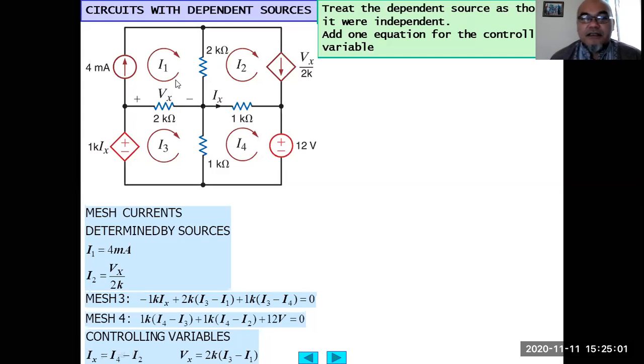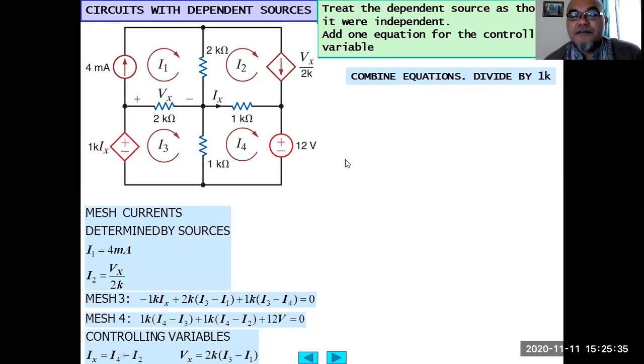And why not I1 minus I3? Because according to passive sign convention, the current is positive when it enters the positive terminal of the voltage here. Since we assign the positive value, the left side is higher than the right side. So according to passive sign convention, the I3 sign is positive and the I1 sign is negative. So Vx equals 2K multiplied by (I3 minus I1).